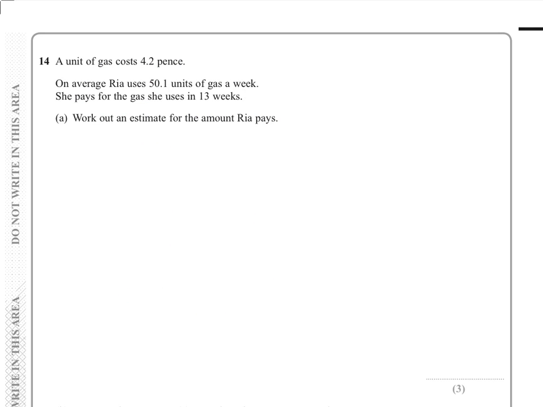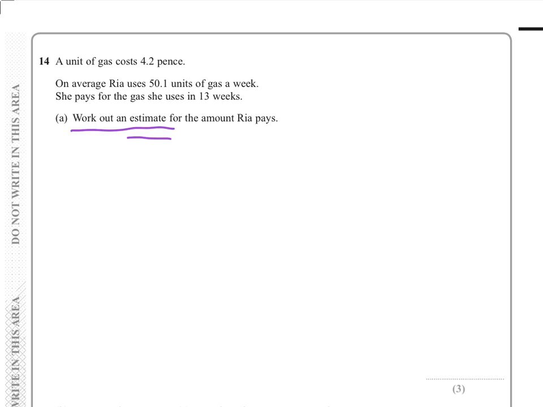Question 14. A unit of gas costs 4.2 pence. On average, Ria uses 50.1 units of gas a week. She pays for the gas she uses in 13 weeks. Work out an estimate for the amount Ria pays. Now, when doing estimates, it's always good to follow this rule. Try and use numbers that you can do very simply in your head.